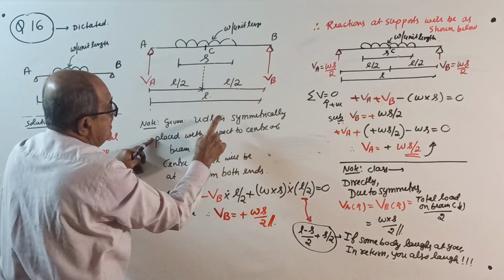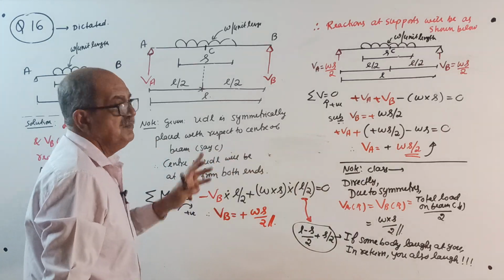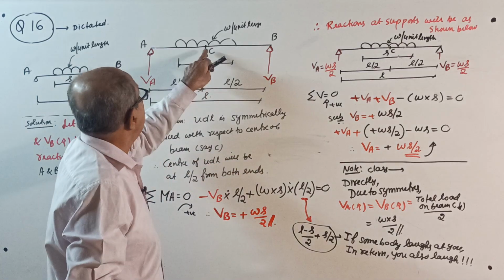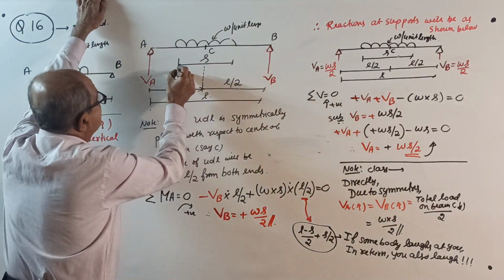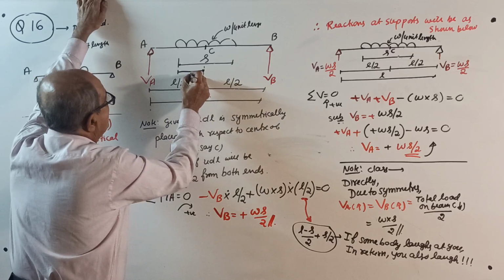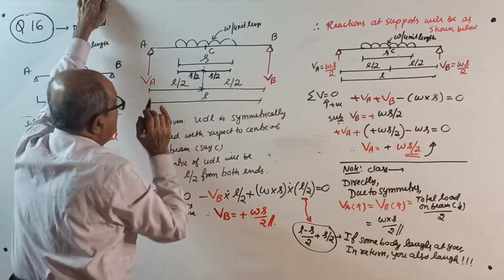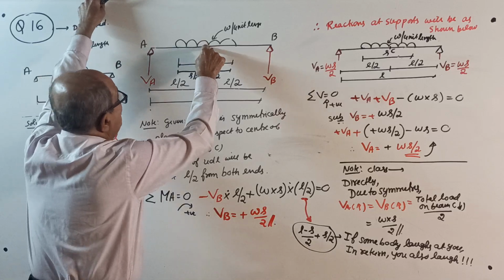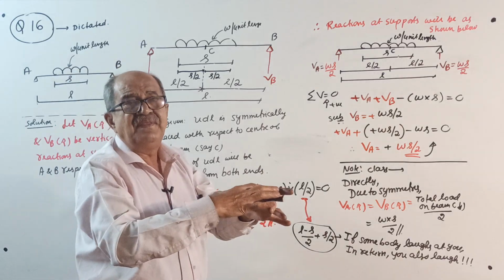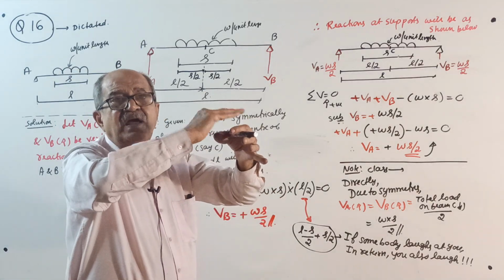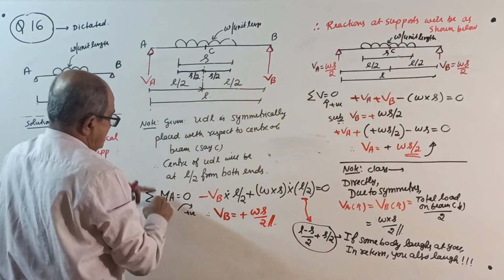Given in the question, UDL is symmetrically placed with respect to center of the beam. So let the center of the beam be C. Symmetrically placed means if this is S, this will be S by 2, this also S by 2, and the center of UDL will be at L by 2 from here and L by 2 from here. Symmetrical placing means from center, whatever length is on that side is the same length on this side. Write this statement.